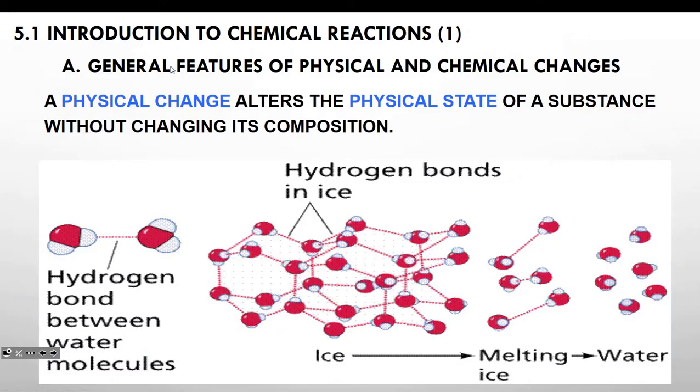So this is Chapter 5. I wish they would have split it into more chapters, but we'll just make it work. It has a lot of information in it. We're going to be talking about chemical reactions and everything that has to do with chemical reactions. So, the general features of physical and chemical changes. We did the lab on chemical and physical changes already.